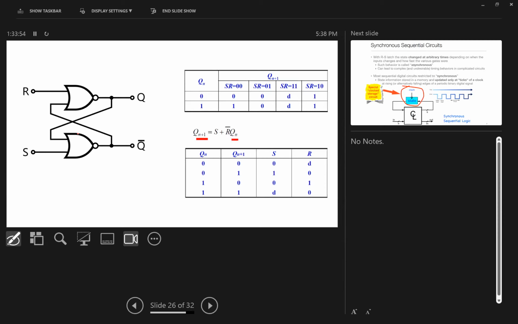Sorry, yeah, it's a NOR gate. Yes, it's a NOR gate. It's just a NOR gate.